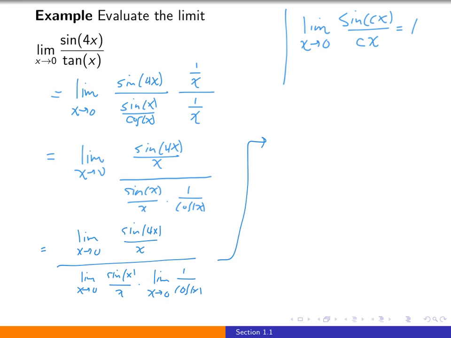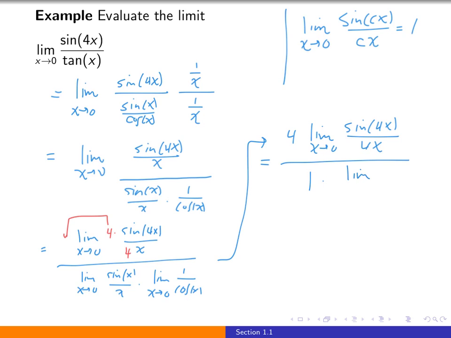So looking at the resulting limits, what we need in the top is to divide by 4x. So as in the previous example, we will multiply by 4 as well. We'll pull that 4 in the top out front, and we will have 4 times the limit as x approaches 0 of sine 4x over 4x. And in the bottom, the limit as x approaches 0 of sine x over x is the number 1. And the second limit is a limit of a quotient, so we'll take the limit of the top, divide it by the limit of the bottom.